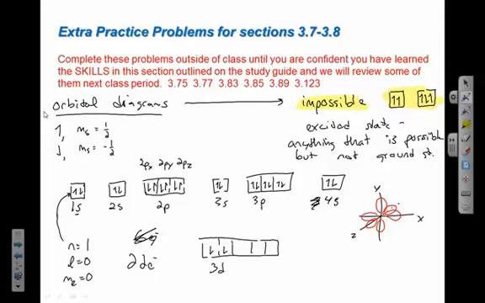Is that an excited state for titanium? No, that's a ground state. Again, as long as I'm separating them and they have the same spin, that's a ground state. So one more.